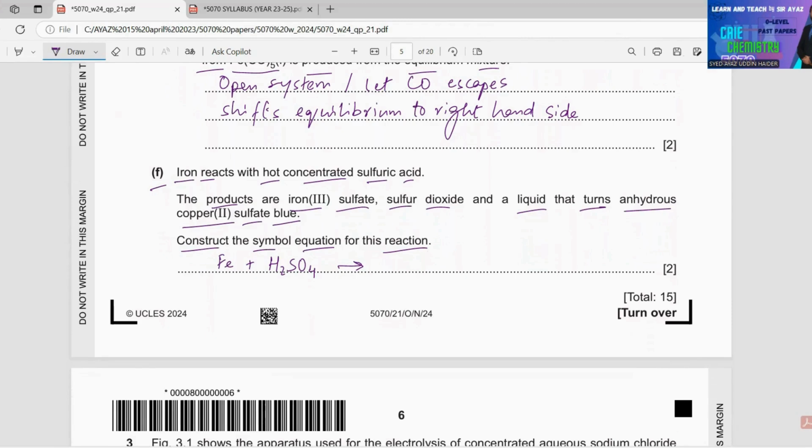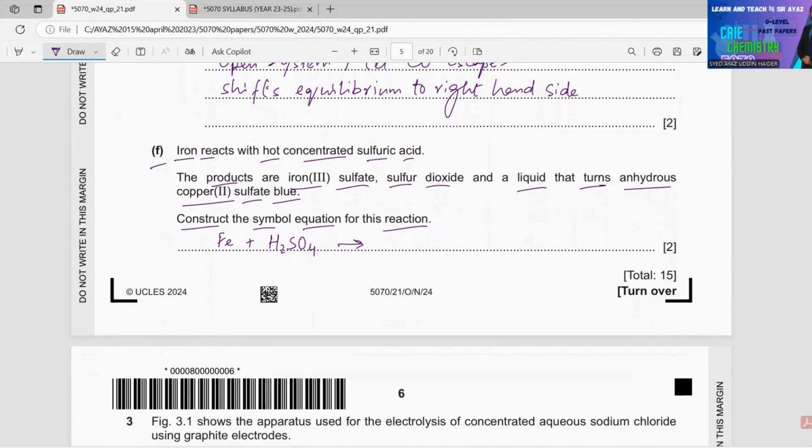What about the products? The products are iron(III) sulfate. Iron(III) sulfate means iron is carrying a +3 valency or oxidation number. Sulfate is -2. Ignore the charges. Now swap these numbers, so you'll get Fe2(SO4) whole thrice. I will write it down here first.